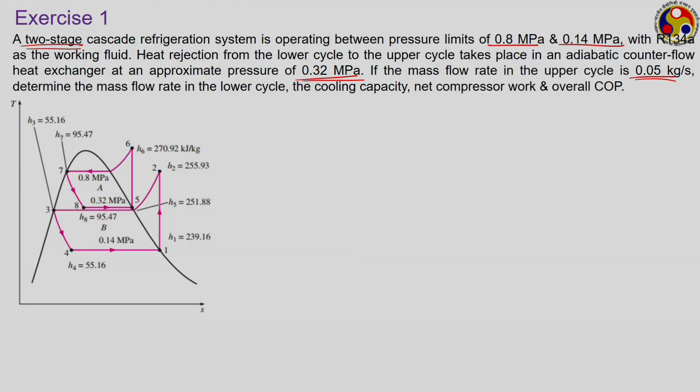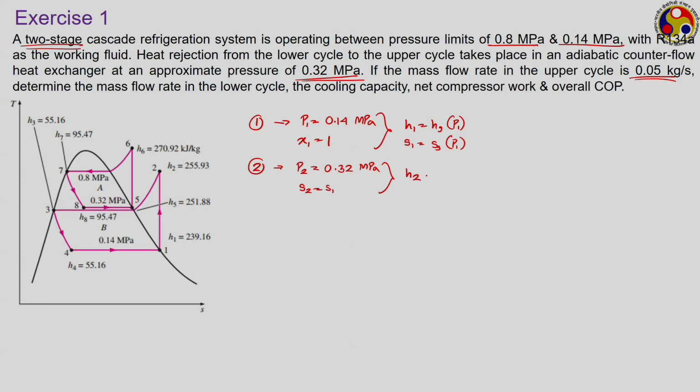Just to show you some examples, say point number 1. We know that point number 1 corresponds to a pressure of 0.14 megapascal and a quality of 1. Correspondingly, H1 will be equal to Hg at that particular pressure and S1 will be equal to Sg at that particular pressure. So, point 1 is defined. At point 2, the pressure will be equal to the intermediate pressure, which is 0.32 megapascal, and we know S2 will be equal to S1 because this is isentropic compression. Nothing is mentioned about isentropic efficiency, so we can assume that to be 1. Using this we can easily get the value of H2 also. So, this is the value of H1, this is the value of H2 taken from the tables.